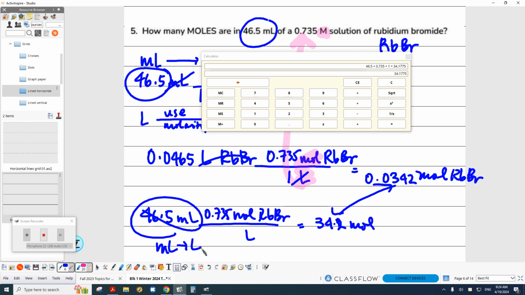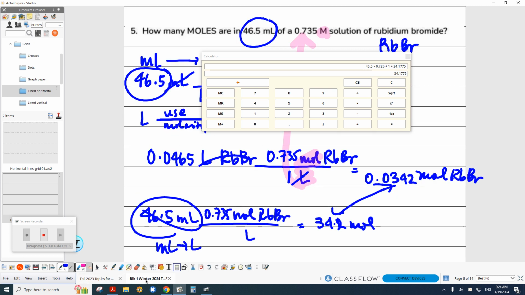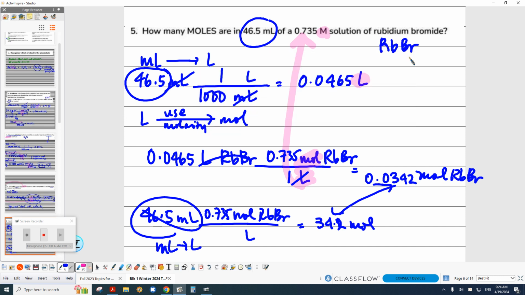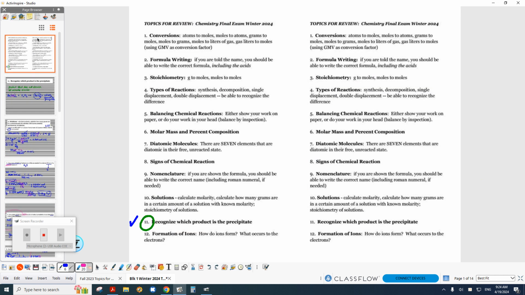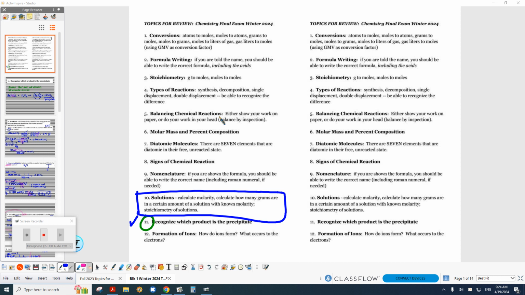So that is the review for this part, which is all the stuff that has to do with solutions, except for one part, stoichiometry of solutions, which we'll do on Monday. So, just as a reminder, I'm going to do that on Monday. But all of the other ones, I've already done. Number 10, completed.